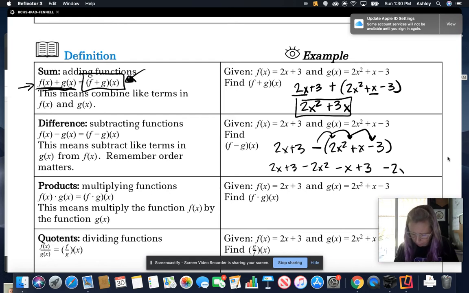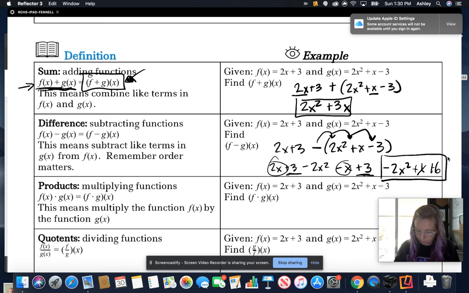No x squared terms, so -2x squared it is. I have positive 2x and negative x, so just 1x left over. Don't need the 1, just x is fine. And then positive 3 for a total of plus 6. So notice the order is going to matter in this one. If I were to take g minus f of x, that would be different. So just pay close attention to the fact that order matters with subtraction, just like it always has. Not so much with addition, right? Same ideas apply, same rules.